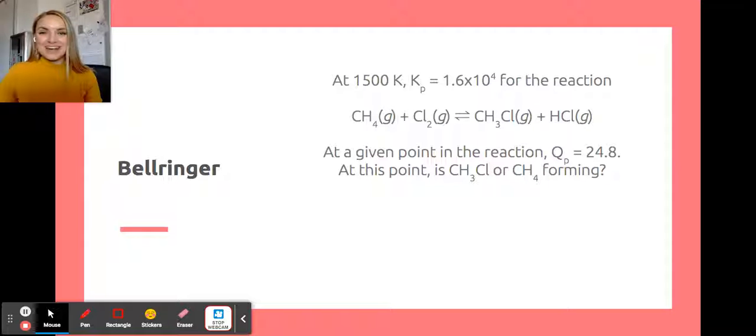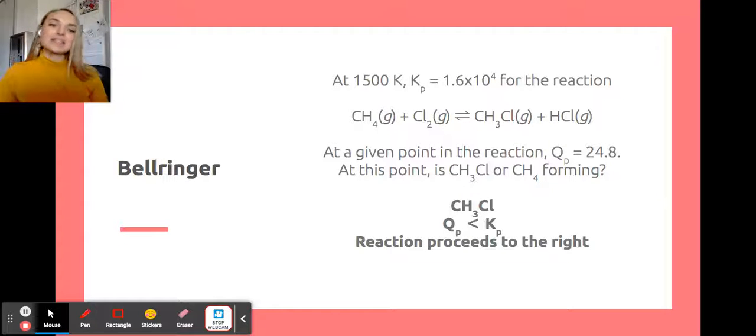Hi, everybody. Our bell ringer question today is, at 1500 degrees Kelvin, our equilibrium constant is 1.6 times 10 to the fourth for the reaction CH4 gas plus Cl2 gas yields CH3Cl gas plus HCl gas. At a given point in the reaction, the reaction quotient with respect to pressure, Qp, is equal to 24.8. At this point, is CH3Cl or CH4 forming? So is the reaction proceeding to the right or to the left?